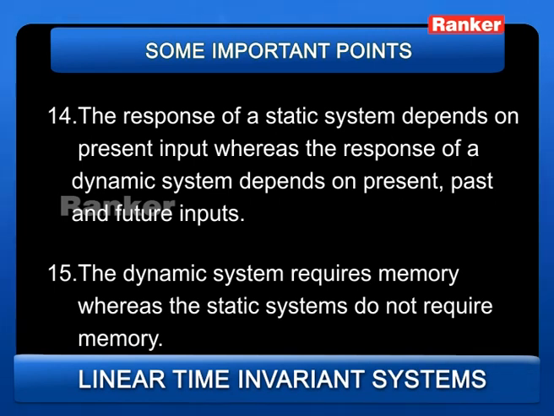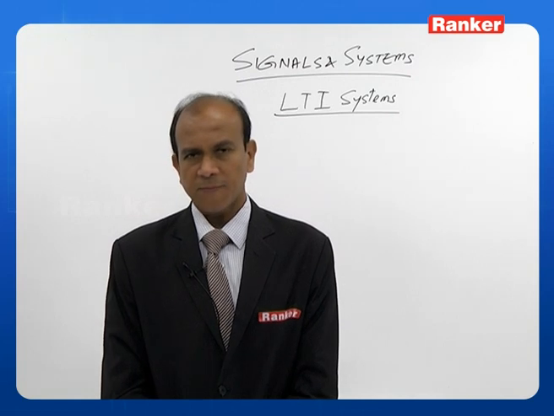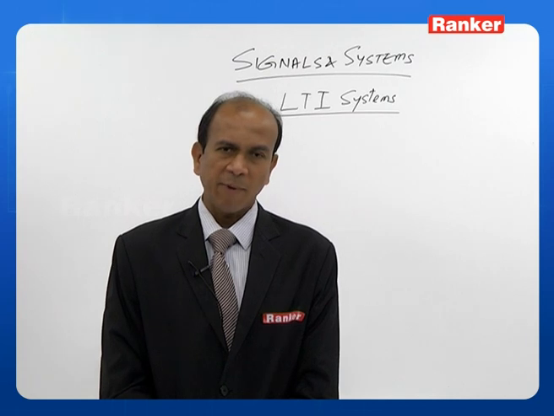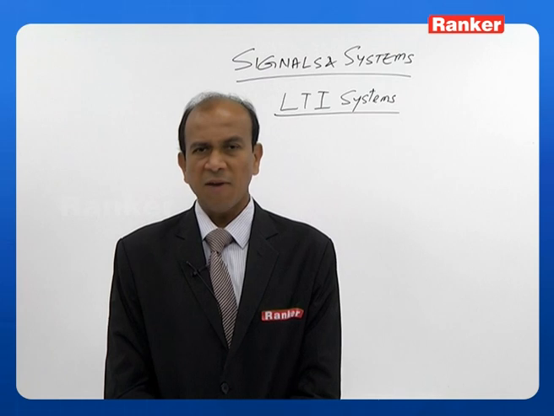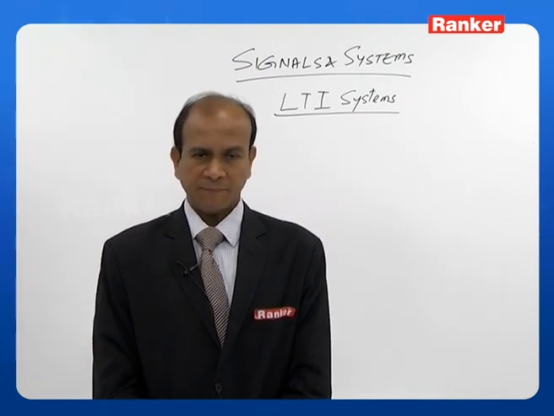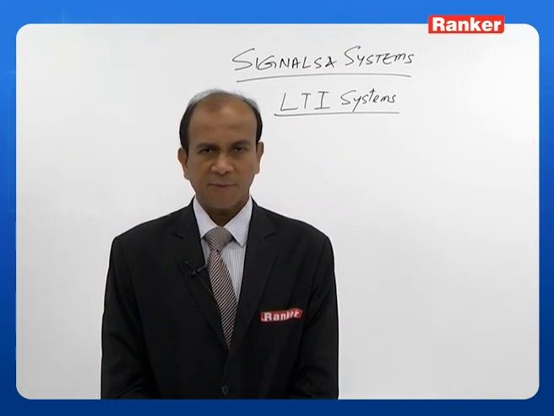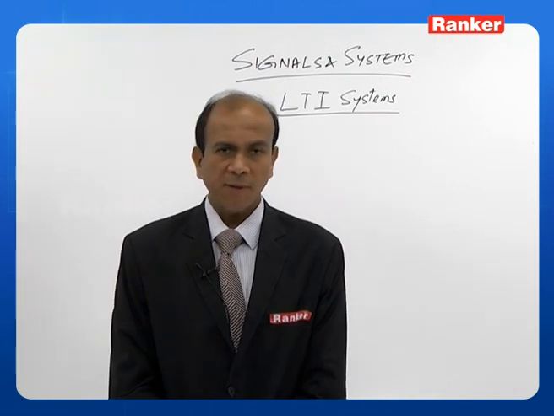What does this point say? The dynamic system requires memory, whereas the static system does not require memory. Whenever we talk about past, then we must have a memory. A system which has a memory is also a dynamic system, because dynamic systems must invariably have a memory built into them. That means a dynamic system requires memory, whereas static systems do not require memory. Okay, that's about the 15th point.